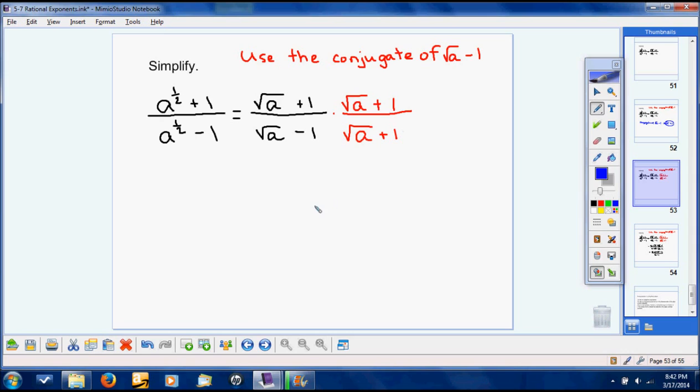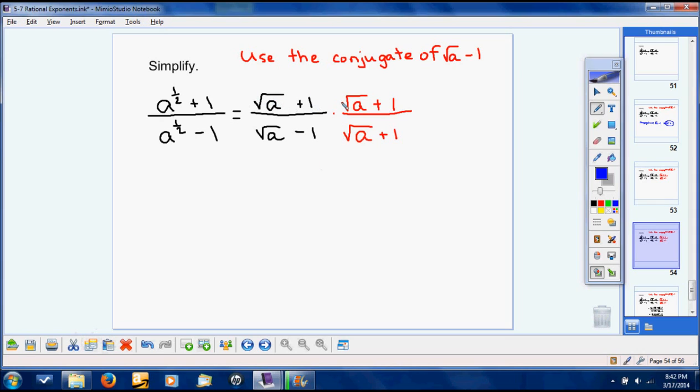Now, the advantage to the conjugate, like I said, is that you will always get rid of your roots this way. Now what we need to do is multiply out the numerator, and multiply out the denominator in order to simplify it. Okay, so let's begin to do that.